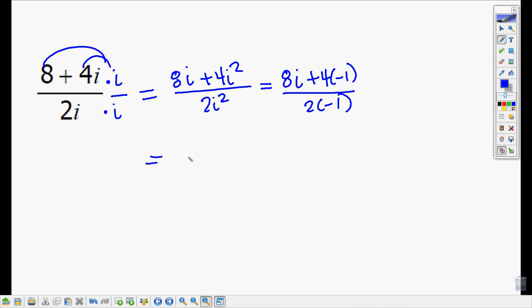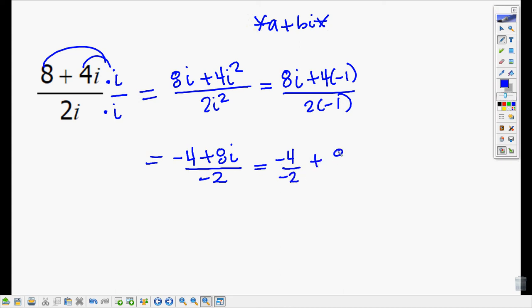Okay? So I know that my numbers have to come first in my a plus bi form. So I'm going to have negative 4 plus 8i over negative 2. So remember, we have to be in that a plus bi form. So I'm going to make sure that when I break this apart, I'm going to have negative 4 over negative 2 plus 8 over negative 2i. And then I'm going to simplify. Negative 4 divided by negative 2 is 2. Positive 8 divided by negative 2 is negative 4i. Okay? And that's my final answer.